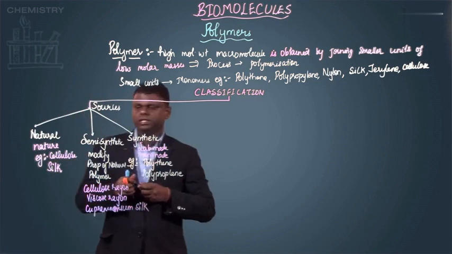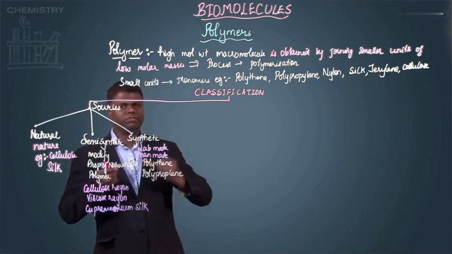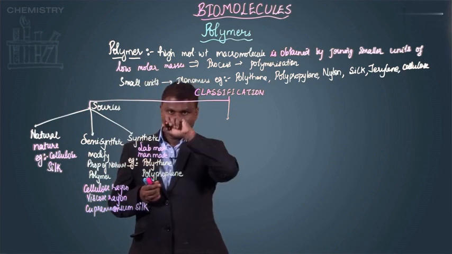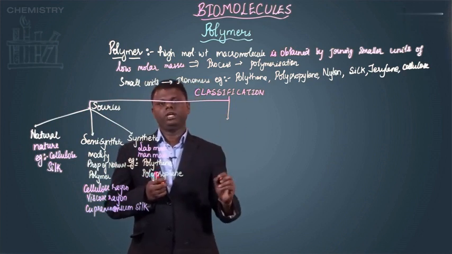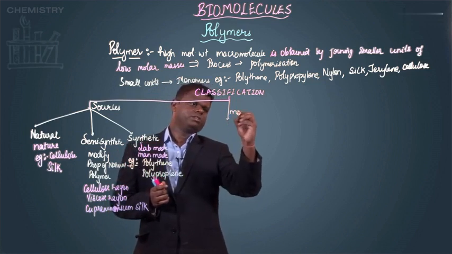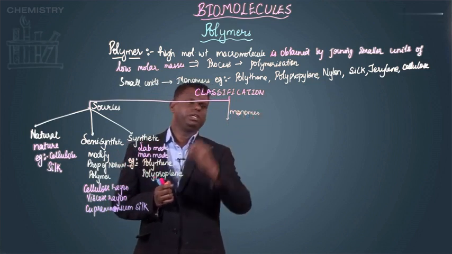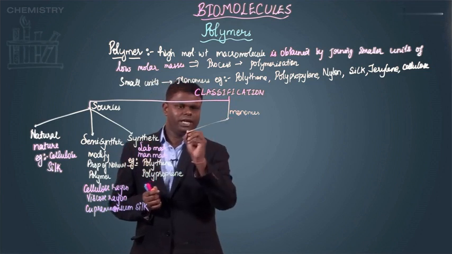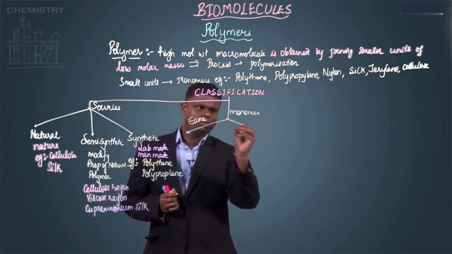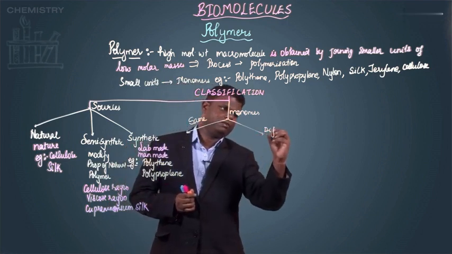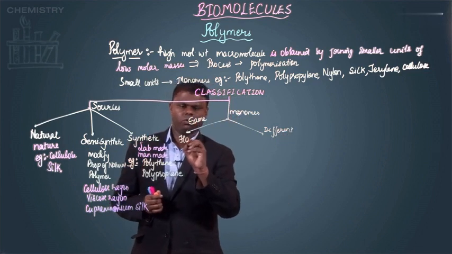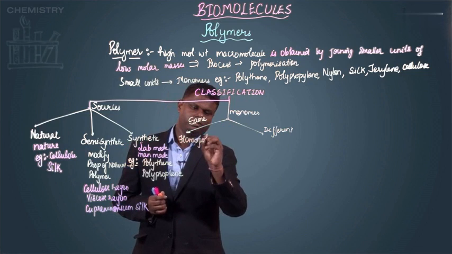Cuprammonium silk. So these are the examples of classification when we do it in terms of sources. Now, when we are talking about the units, depending upon monomers, the next type of classification is going to be based on whether the monomers are of the same type or the monomers are different. When the monomers are the same, you call it a homopolymer.